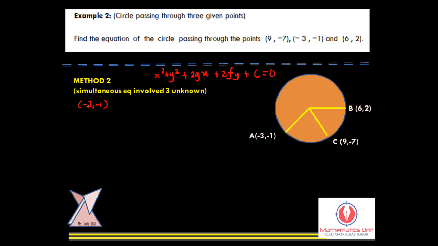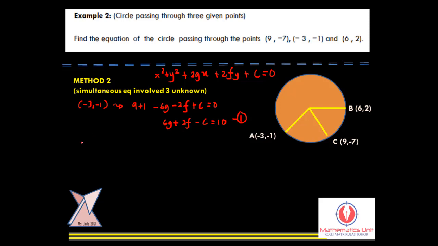So now you are given -3 here and -1 here, which means you substitute here and you will produce 9 plus 1, and it will become minus 6g minus 2f plus c equals 0. Did you notice that there are 3 unknowns here? So you need to simplify it. I will get 6g plus 2f minus c equals positive 10. This is the first equation.